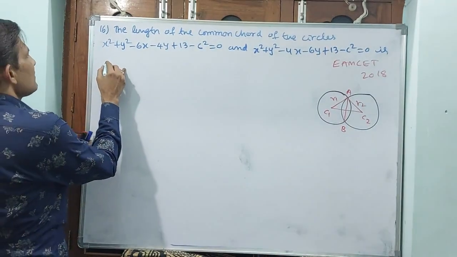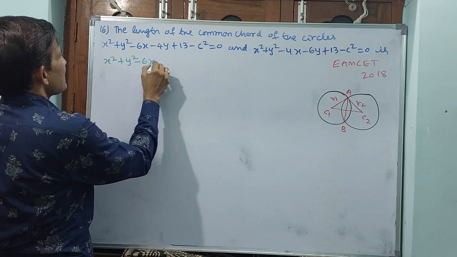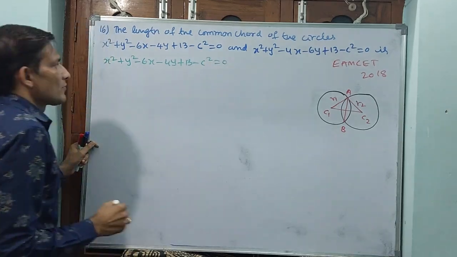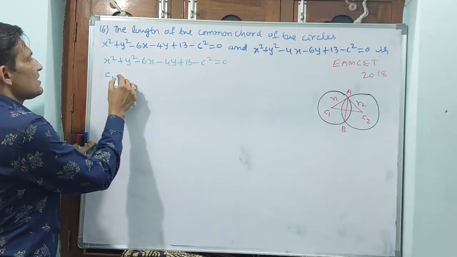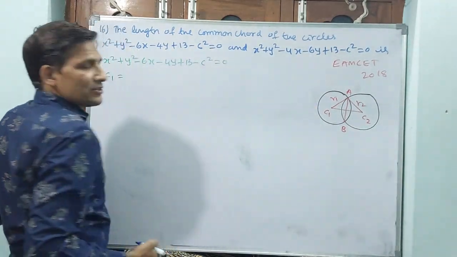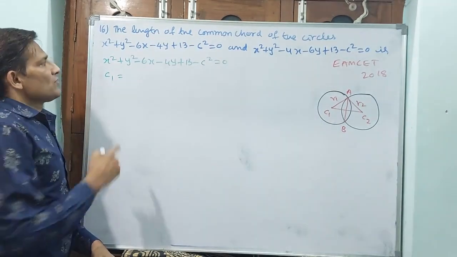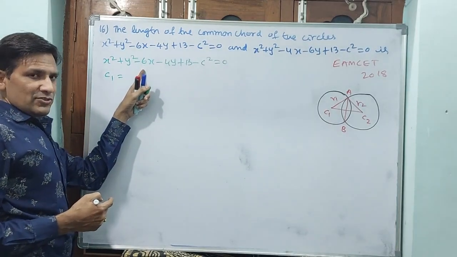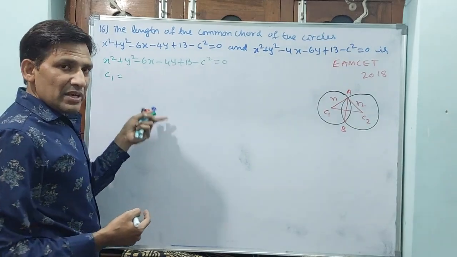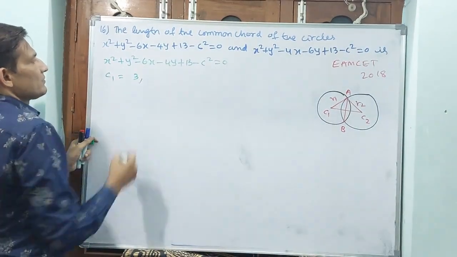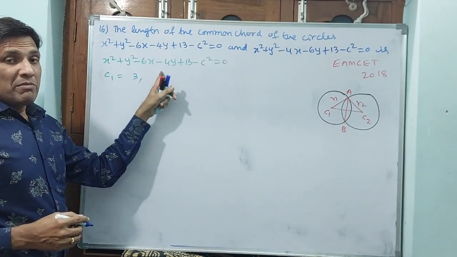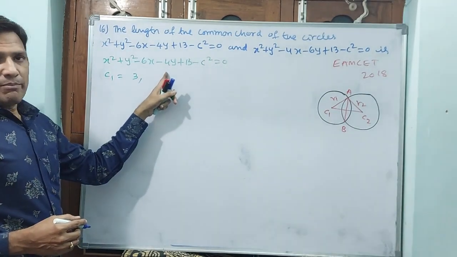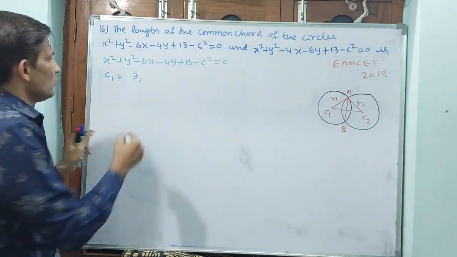First circle I am writing: x square plus y square minus 6x minus 4y plus 13 minus c square equal to 0. Center I am finding, because this is C1; first circle C1, second circle C2, and R1, R2 will come. C1 means minus g, minus f. Here 2g will be minus 6, g will be minus 3, so minus g means center 3. 2f will be minus 4, f will be minus 2, and minus f means 2.